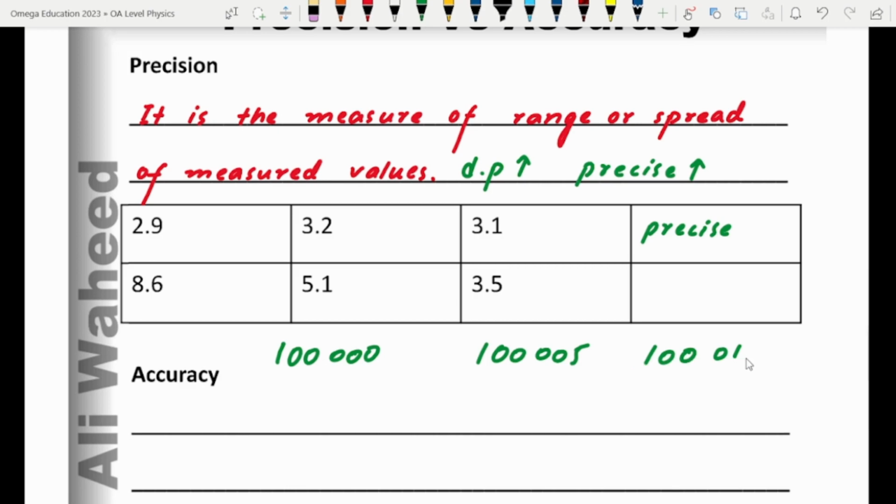So for the data set that we have written in the second row, these are very small readings, and compared to those readings, the deviation is very large. So we can say this is not precise.